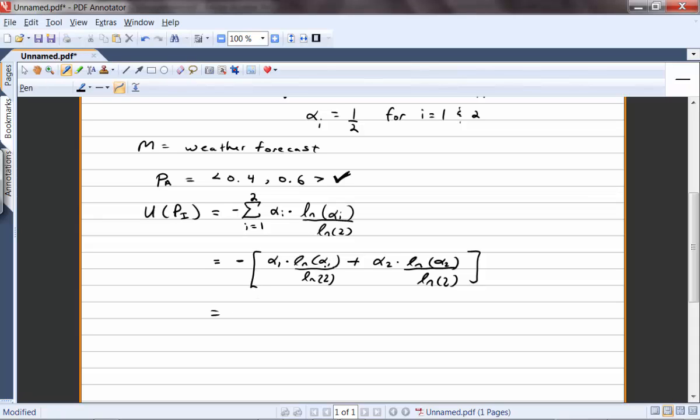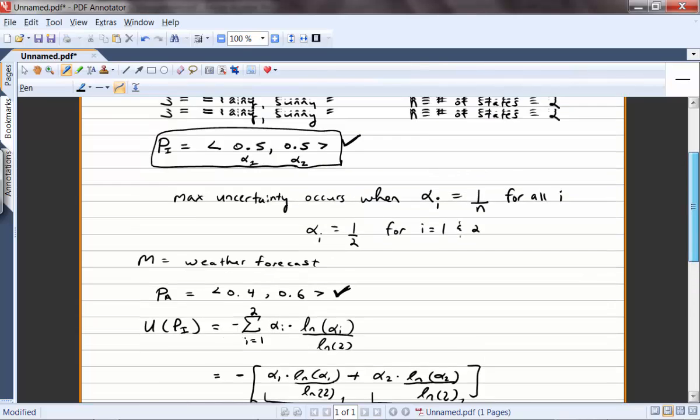And now we can substitute in for alpha sub 1 and alpha sub 2. So we're going to have negative. And notice we can pull out a 1 divided by natural logarithm of 2, because that's common to this part and this part. 1 over ln 2 is common, so we can just pull that out. Then what do we have? We have alpha sub 1 times the natural logarithm of alpha sub 1.